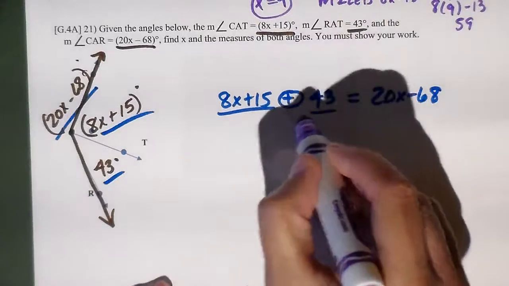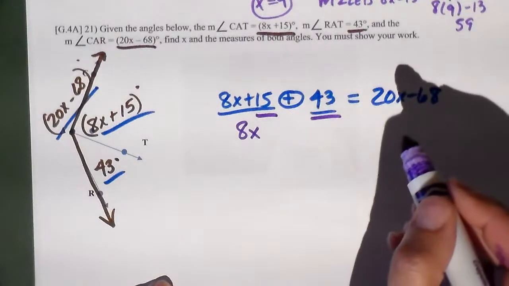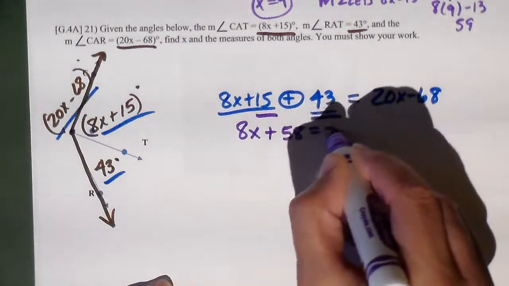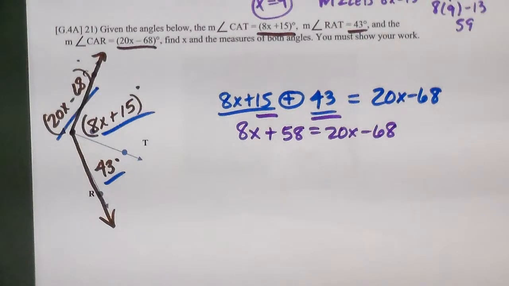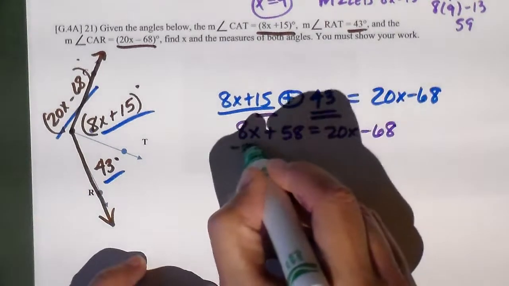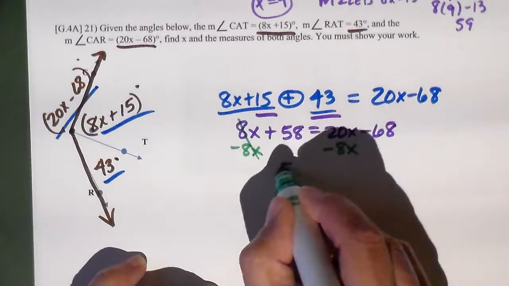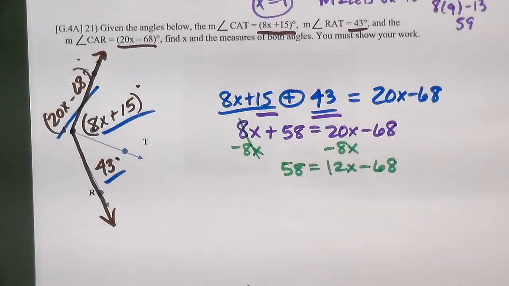So I have 8x plus 15 plus 43. I can combine the 15 and the 43, and that gives me 58, positive 58, equals 20x minus 68. Now I want to get the x's on one side and the constants on the other. I'm going to move the 8x, just because it's the smaller one. That leaves me with 58 over here and 12x minus 68 over here.